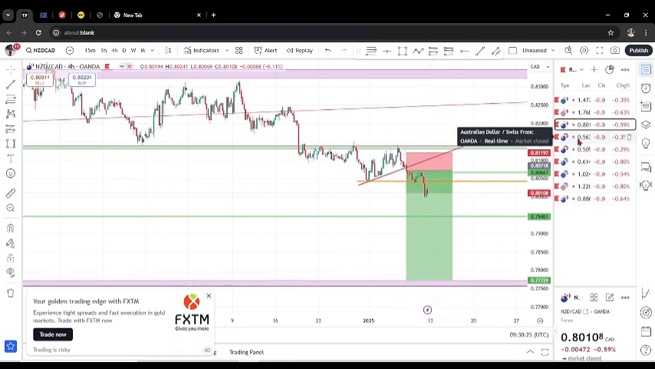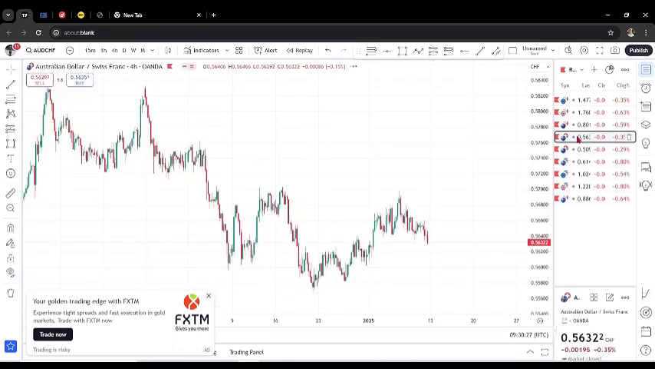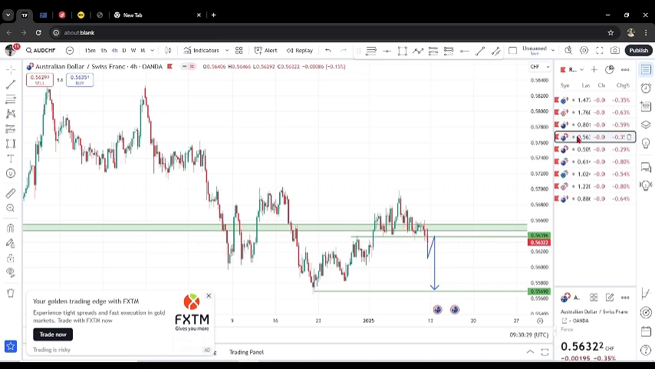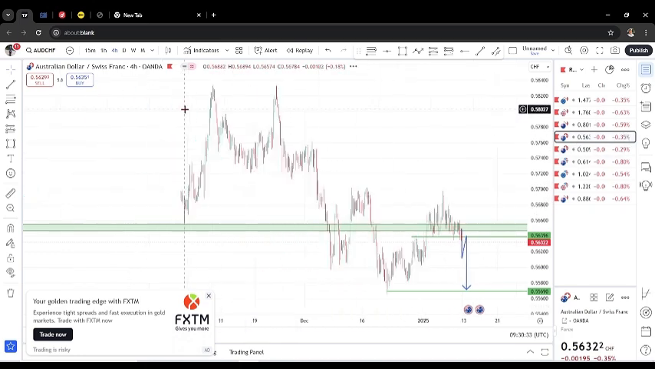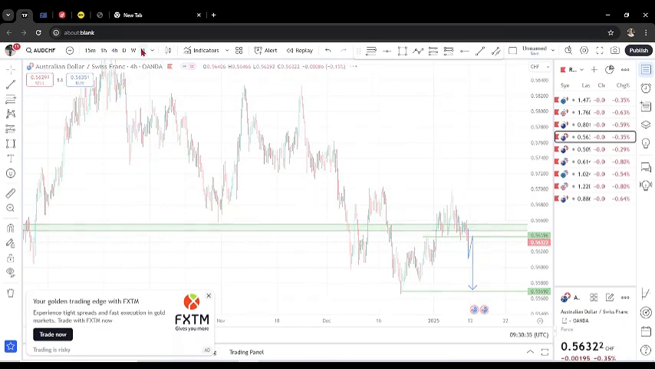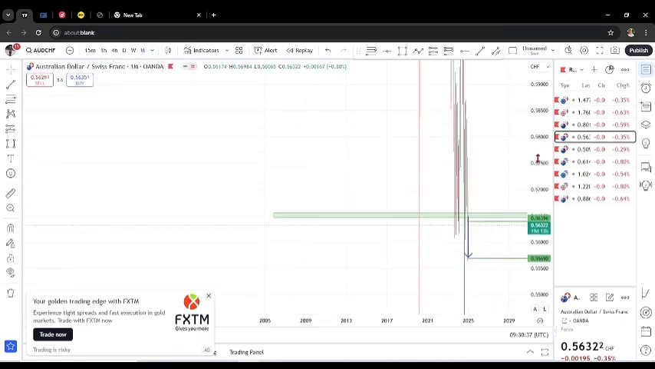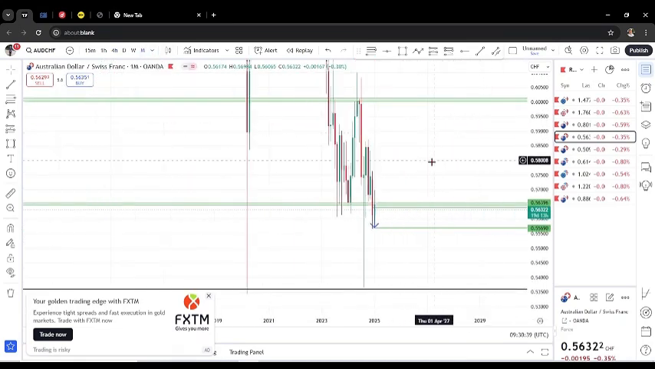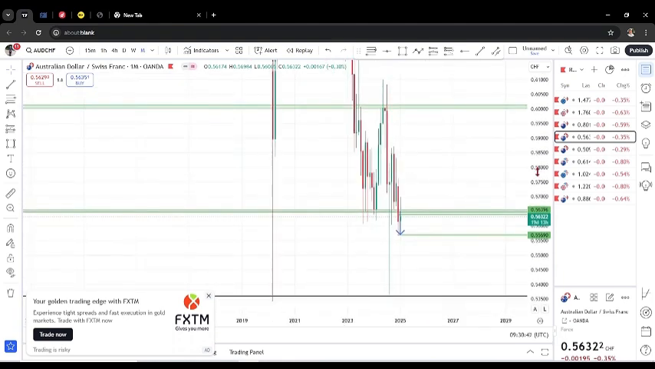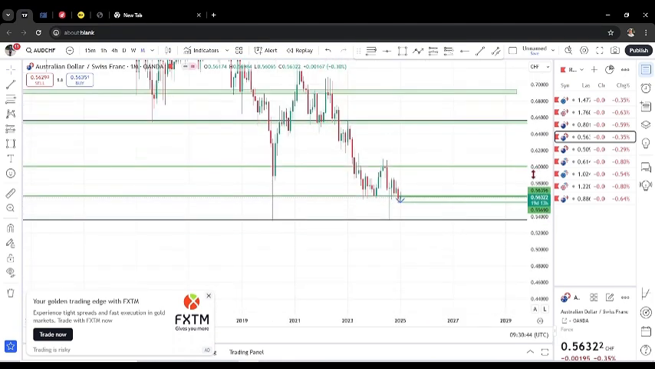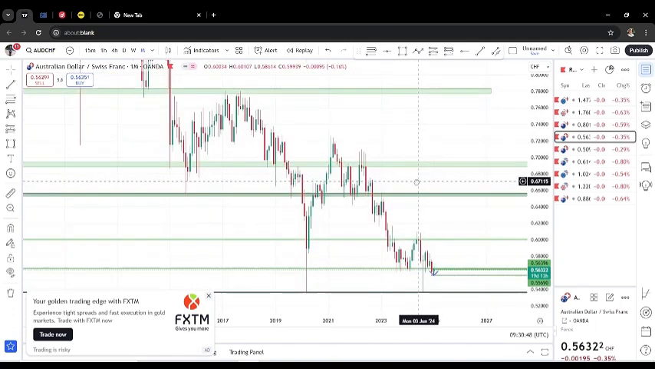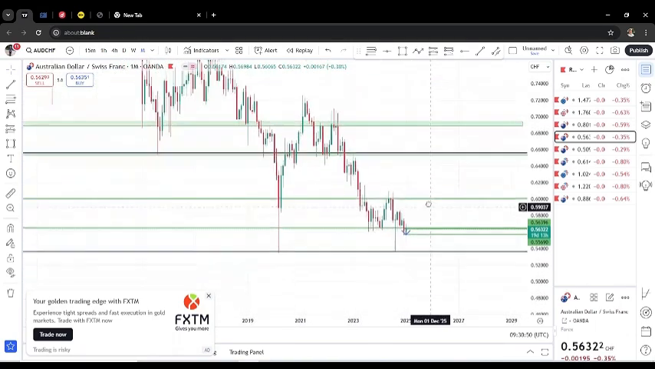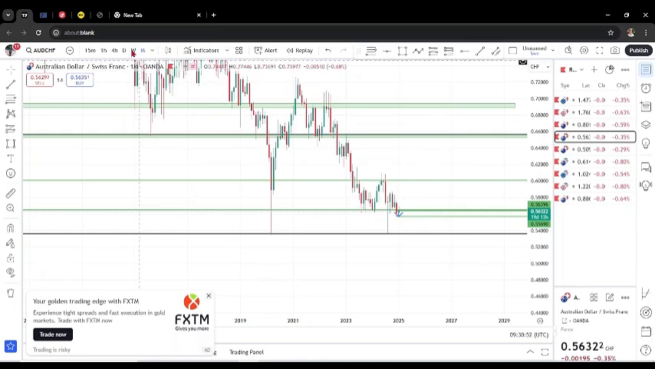So guys, let me take you to another setup. This one is AUD CHF. AUD CHF is also in a downtrend. If you go to the monthly time frame, you will see it is in a downtrend. You don't need any prophet to prophesy to you that this market is in a downtrend. So as you can see, it's trading down, so you just have to look for an entry opportunity.